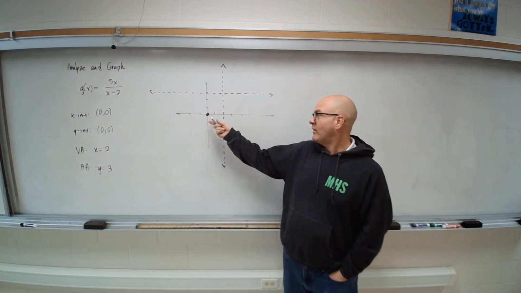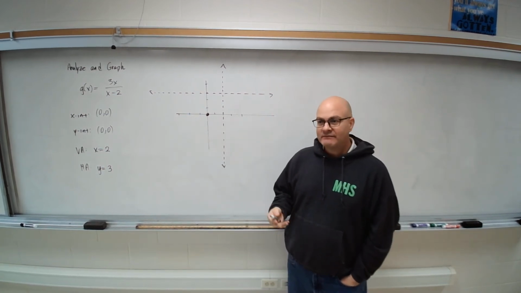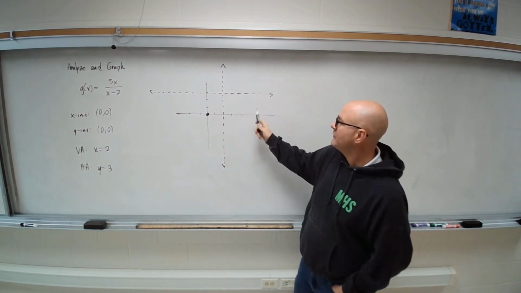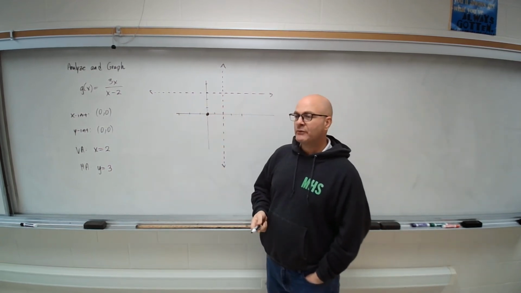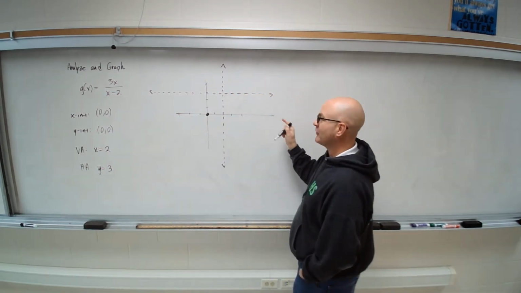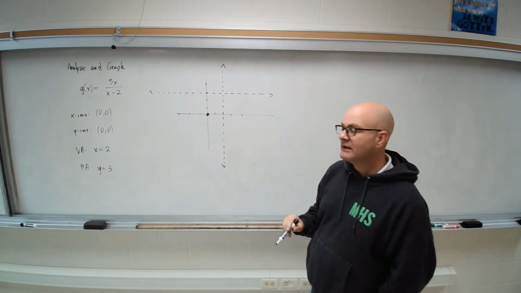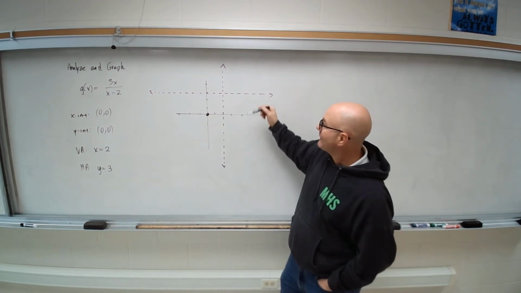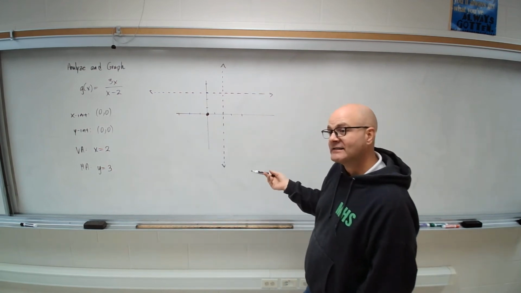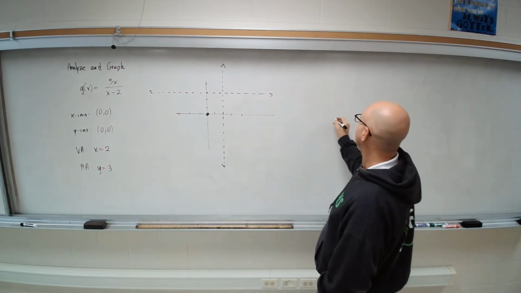Right? So we only have one point that we know, and that's the origin. It's an x-intercept and a y-intercept. Here's x equals 2. Here's y equals 3. Right? So we know as we go to the right, as we go to the left, we're going to approach this horizontal asymptote. The thing is now, we need to figure out where our curve is at. So let's go ahead and make a sign table. It'll be a pretty quick one.